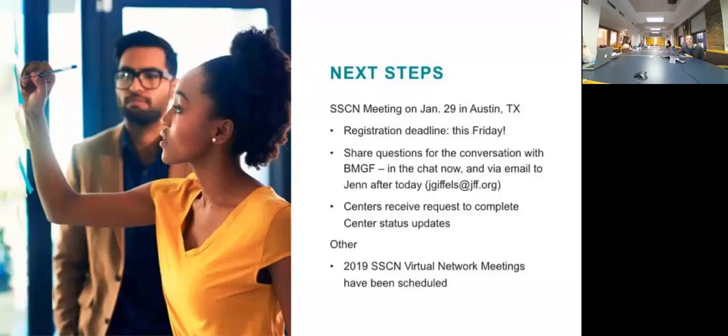And I just want to make sure that everyone has the next series of webinars or virtual network meetings on their calendars. So you should have received 4 of those, quarters 1 through 4 for 2019, and those are from the email address sscn@jff.org. So just since this is the last webinar of this year, I want to make sure everyone has those on their calendar. So definitely feel free to reach out to me if you don't see those.